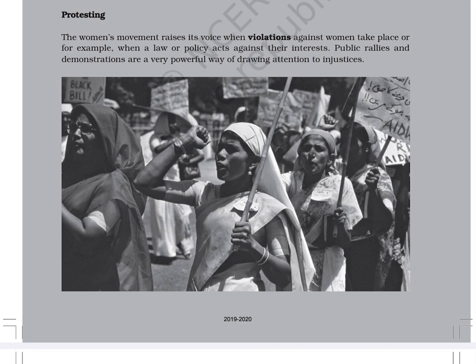Protesting. The women's movement raises its voice when violations against women take place, or, for example, when a law or policy acts against their interests. Public rallies and demonstrations are a very powerful way of drawing attention to injustices. There is a picture given here on page number 65, wherein a public rally of women activists is taking place.